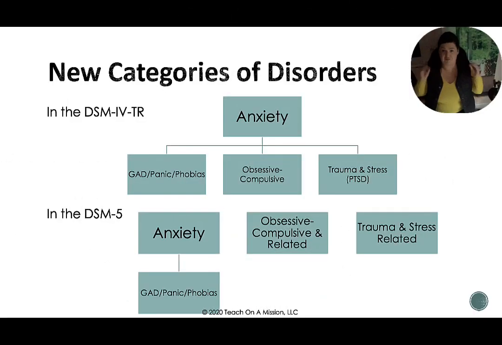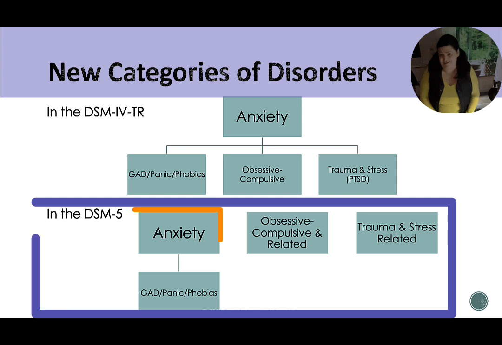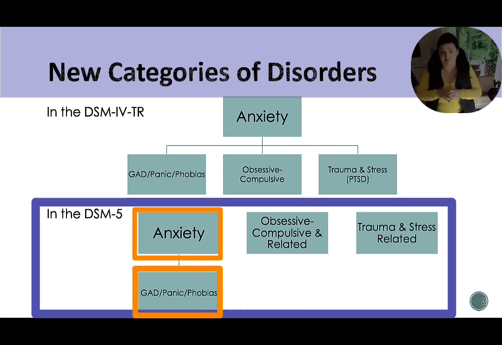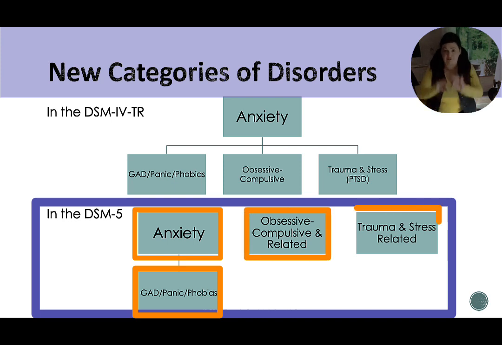We briefly talked about this, but there are new categories of disorders that you need to know. They used to all be under one umbrella called anxiety. But now, at the bottom here in the DSM Volume 5, you need to understand that anxiety is its own category, including these three separate things: generalized anxiety disorder, panic disorder, and phobias are all still three very different disorders. OCD and related disorders, and trauma and stress related disorders, are separate according to the DSM.